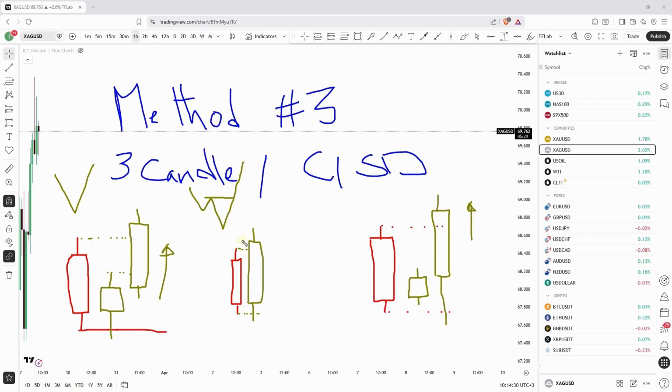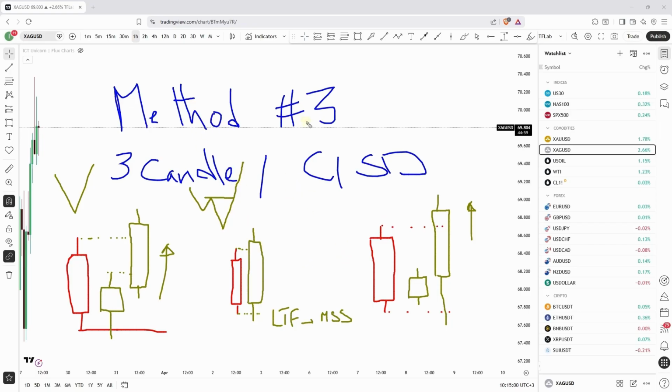We can observe it. This is also an example of CISD, which means that in the lower time frame, a market structure shift has occurred. You can see it happening right here in the lower time frame. Here, a break has occurred and the price has moved in the opposite direction. This happens in exactly the same way in both bearish and bullish scenarios. It's possible that the position of the candles might change.